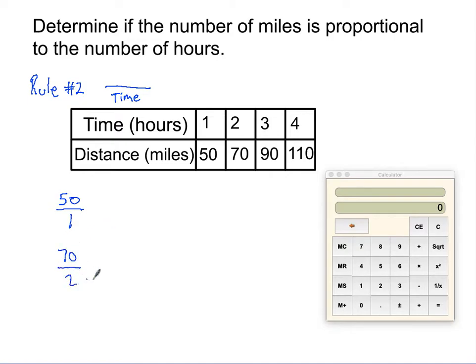70 over 2 will simplify. I have the calculator here. Let's use it. 70 divided by 2 equals 35. So 70 over 2 simplifies to 35 over 1. At this point, I've already shown that this is not a proportional relationship. So this is non-proportional.